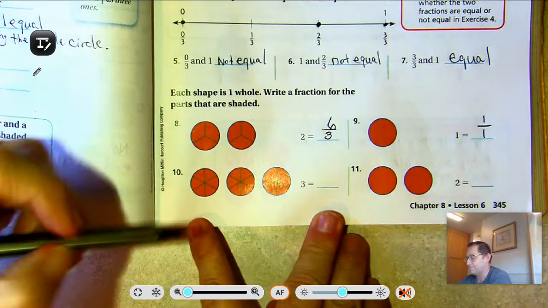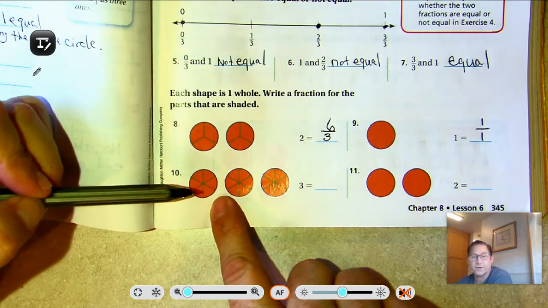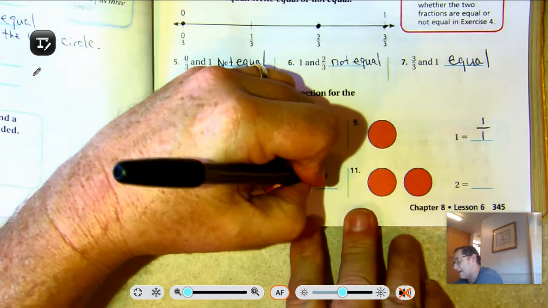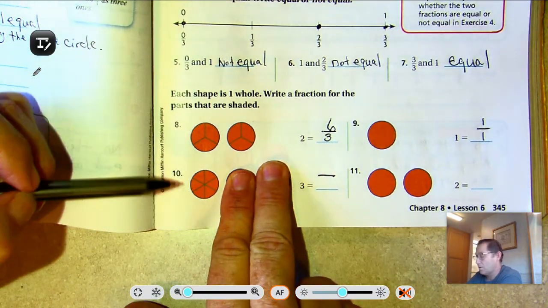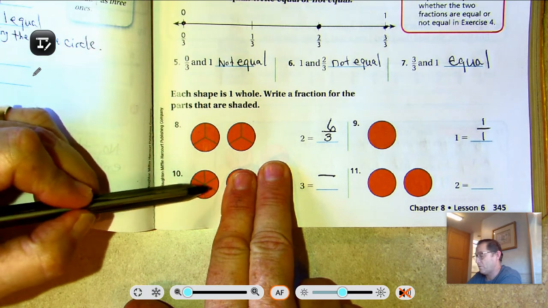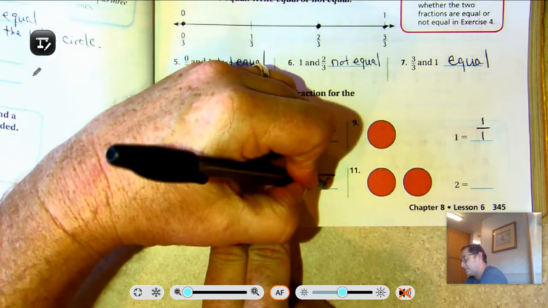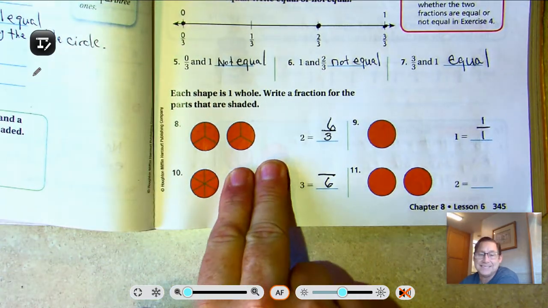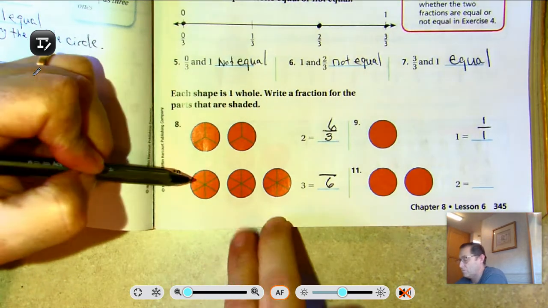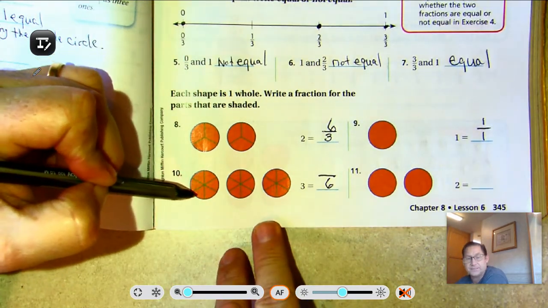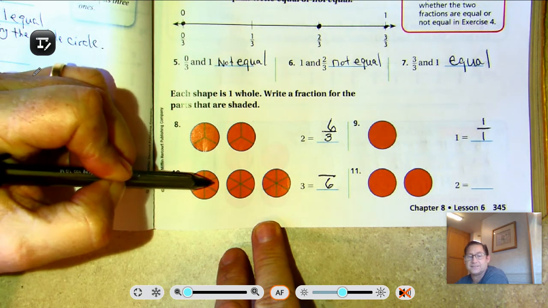All right, number 10. So there are three whole circles. How many equal parts are in one circle? 1, 2, 3, 4, 5, 6. So these circles are broken into sixths. How many total do we have? 1/6, 2/6, 3/6, 4/6, 5/6, 6/6.